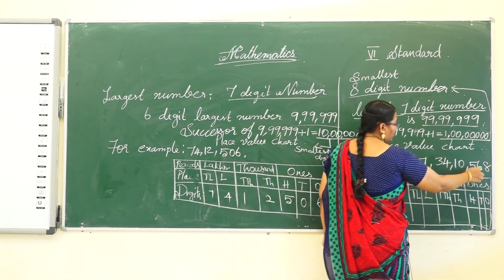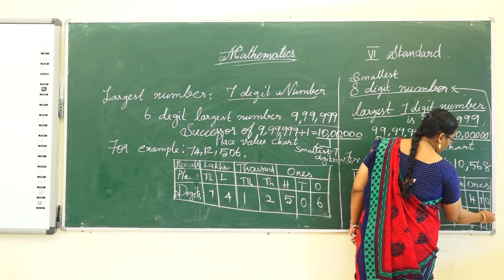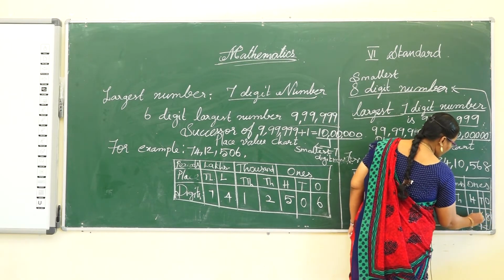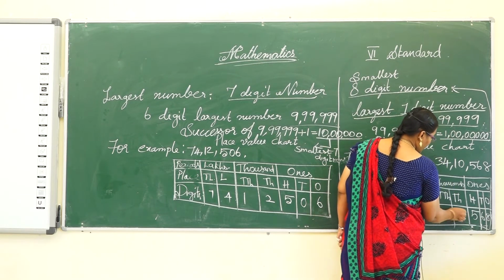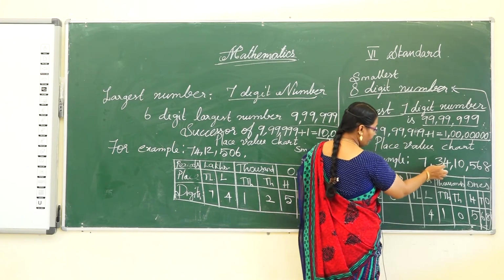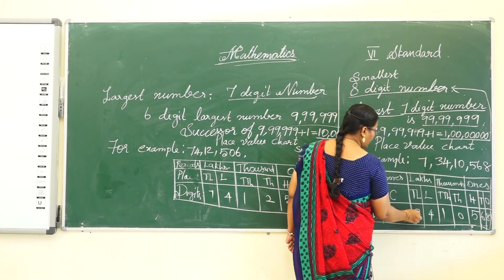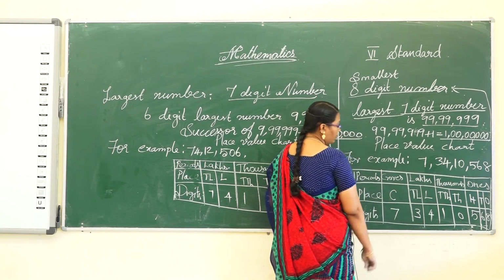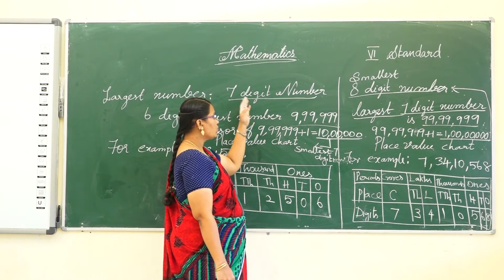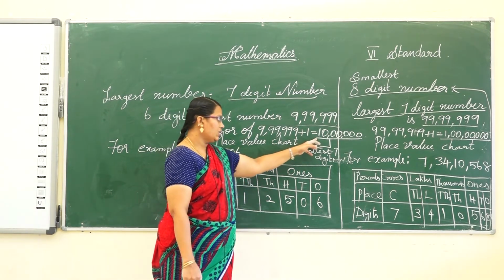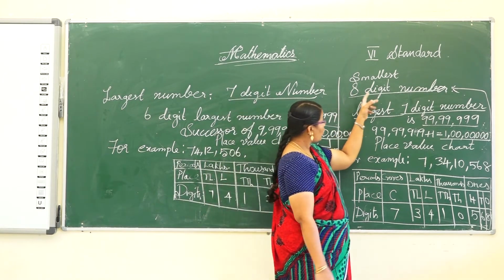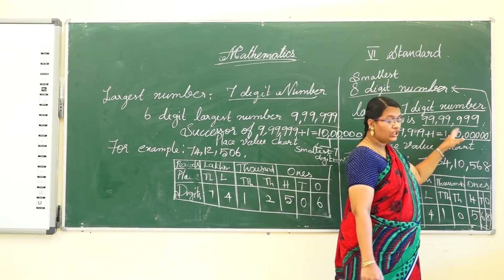See, first the ones place value is 8, tens value is 6, hundreds value is 5, 1000 value is 0, 10,000 value is 1, lakh value is 4, 10 lakh value is 3, and crore value is 7. I hope you all understand the concept of a 7-digit number. The smallest 7-digit number is 10 lakh. The smallest 8-digit number is 1 crore.